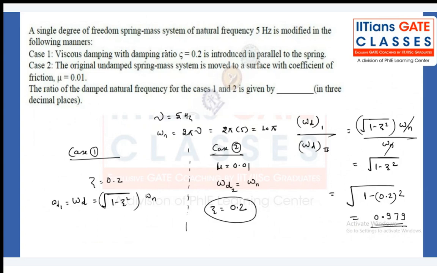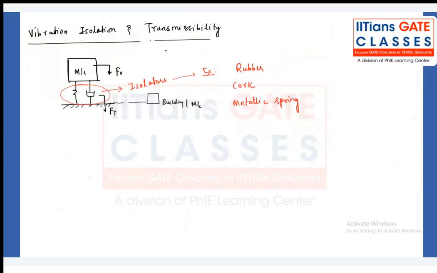Can I move to the next concept? Please note down vibration isolation and transmissibility.